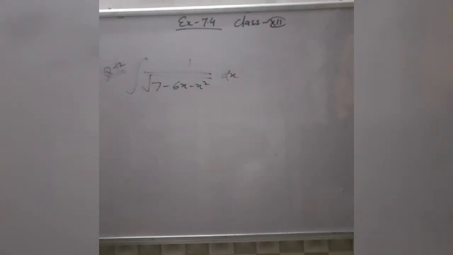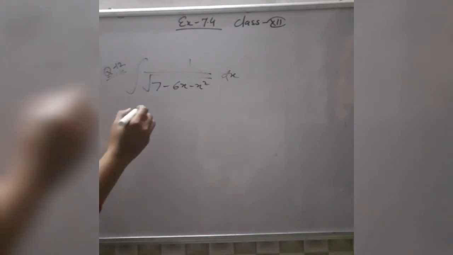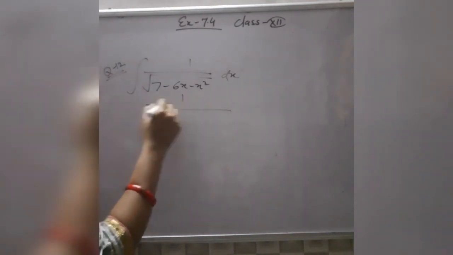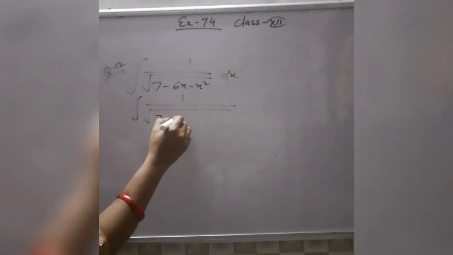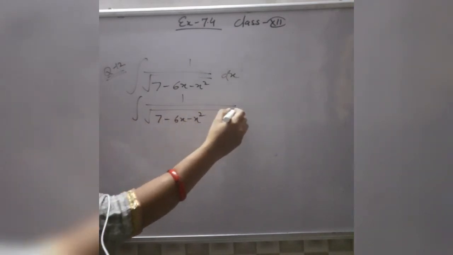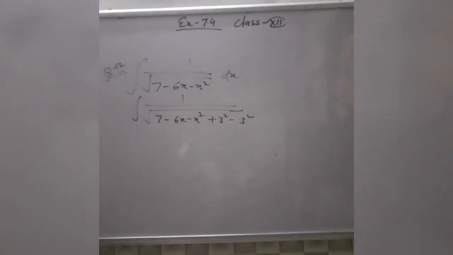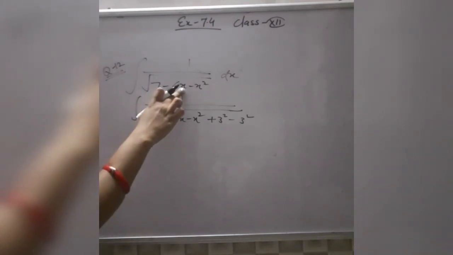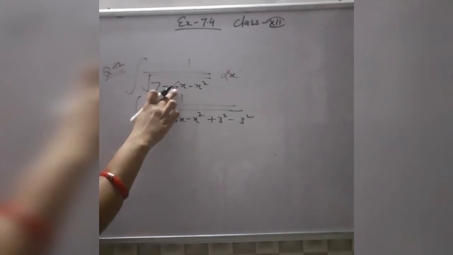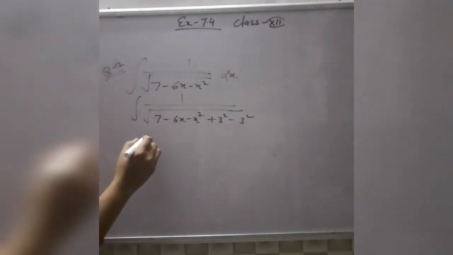In this case, what is the coefficient of x? The coefficient of x is 6. Half of 6 is 3, and you will add and subtract the square of 3. So 7 minus 6x minus x square, x square remains as it is. You will add 3 square and subtract 3 square. Here the coefficient of x is 6, half of 6 is 3. You will add and subtract the square of 3.